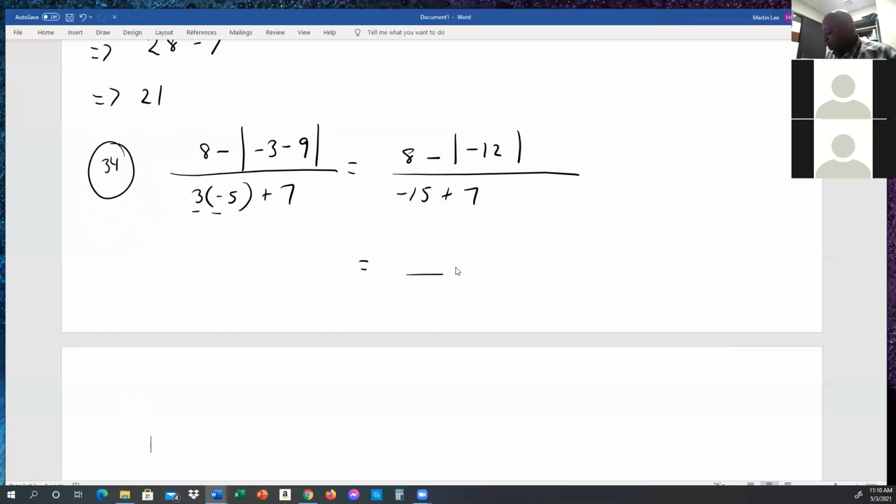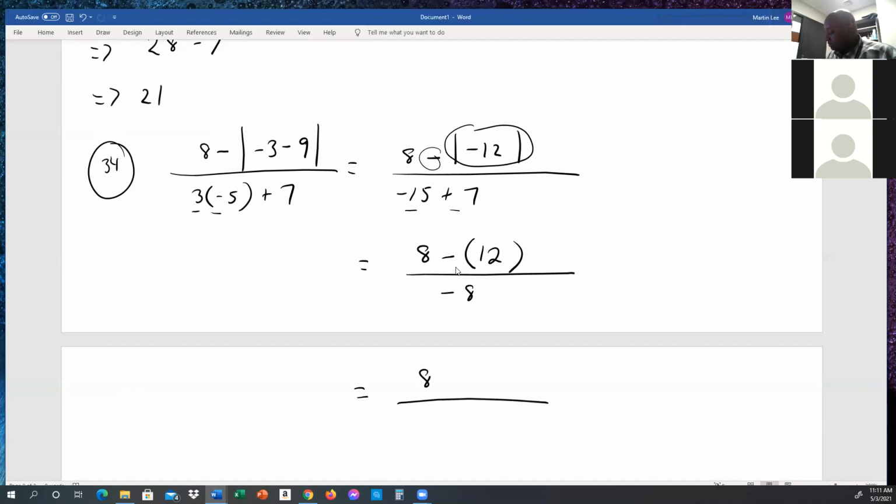Okay, now this equals, for the numerator, 8, and bring down this minus, and then I'm going to put parentheses because the absolute value of -12 is a positive 12. And then for my denominator, I have -15 plus 7, which equals -8. So now for the numerator, 8 minus 12 over a -8.